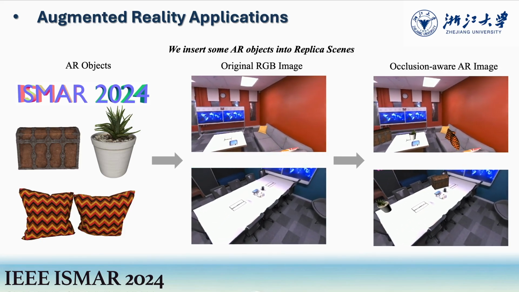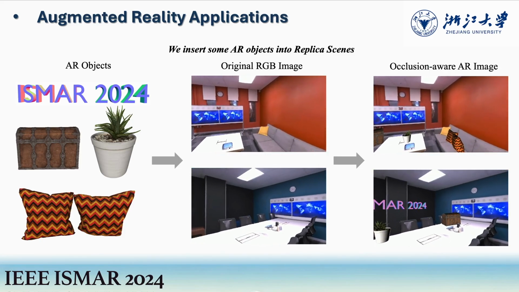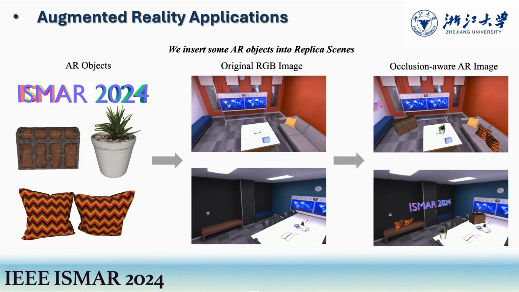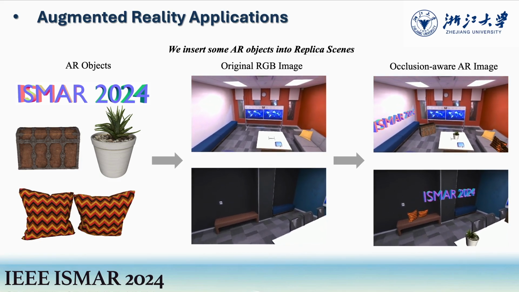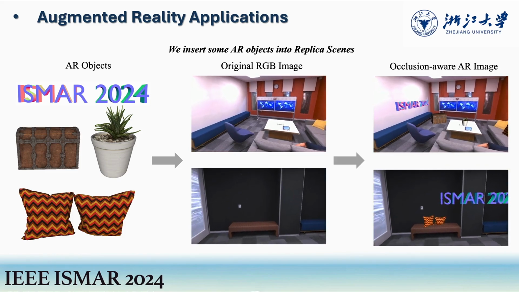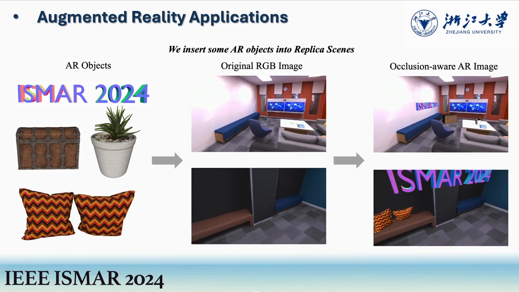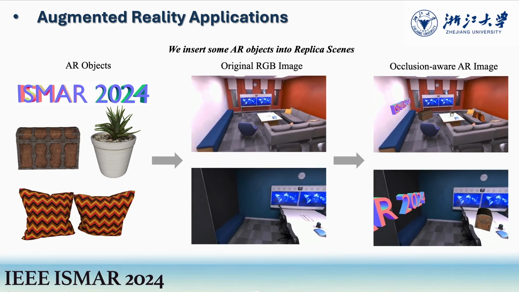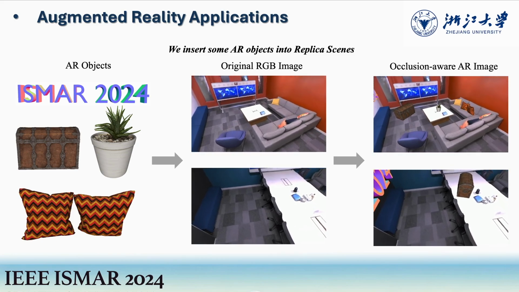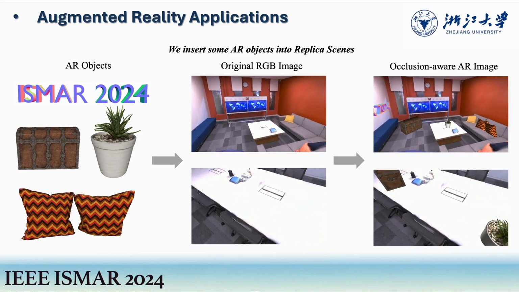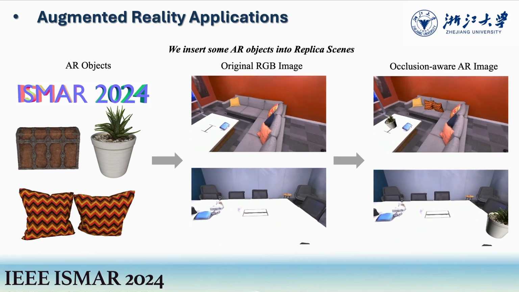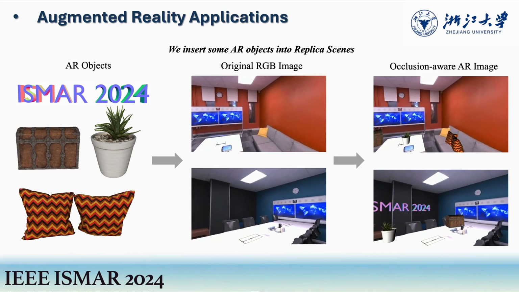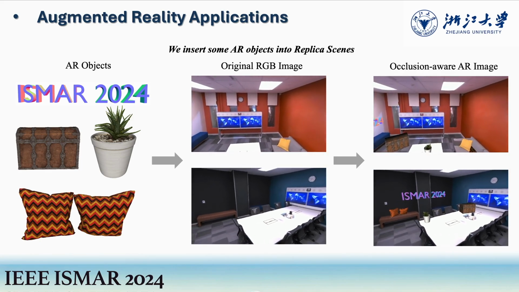In this part, we show the augmented reality applications of our method. Augmented reality is one of the important applications of SLAM. We insert the ISMAR 2024 text logo and some AR objects into the Replica scenes for rendering, which gives better AR visualization results. We render the image and AR objects with our estimated camera pose. As shown in the figure, we can accurately represent the occlusion relationship between real and virtual content via our accurate camera pose and rendered dense depth map.